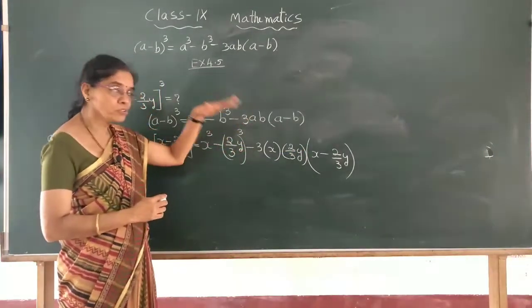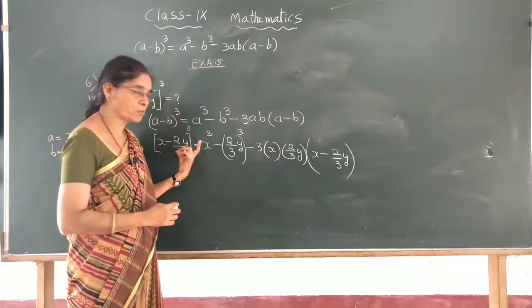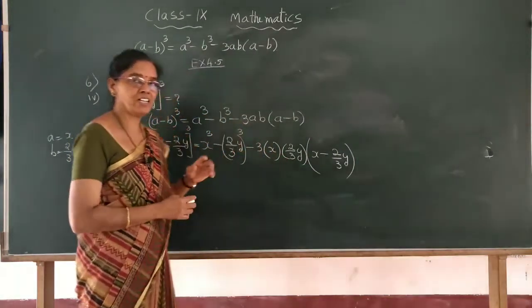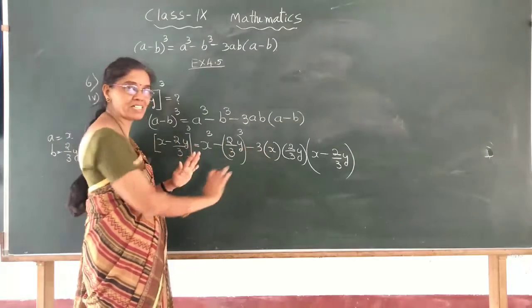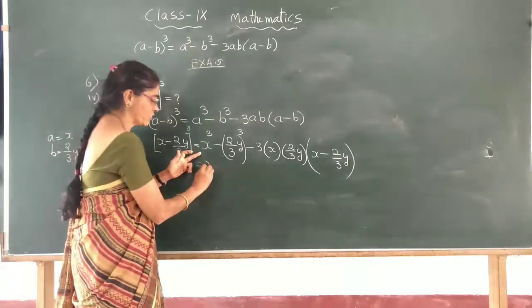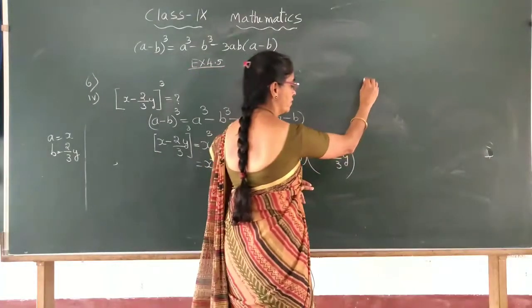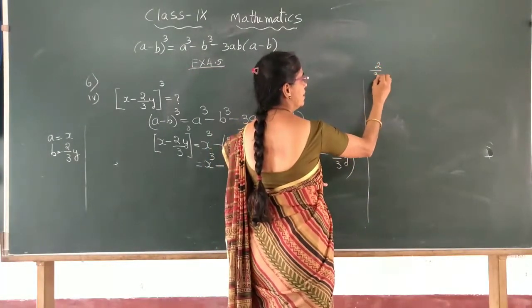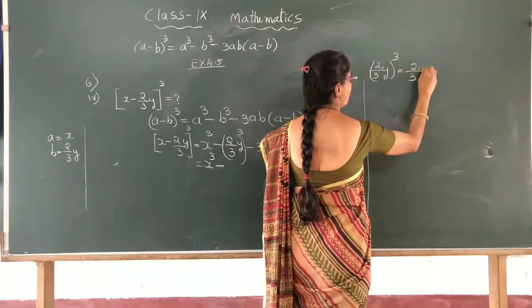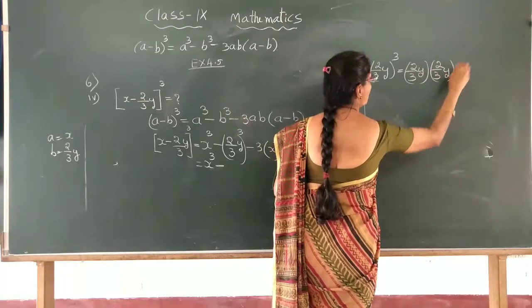This is a very important step; you have to write it without a single mistake. For each problem, write the identity first and then the given problem, so you know what a and b are and can write correctly according to the identity. If you write this step correctly, the remaining steps follow in the correct manner. Now x cube is x cube only, minus (2 by 3 y) cube, which we have to find out. (2 by 3 y) cube is 2 by 3 y into 2 by 3 y into 2 by 3 y.